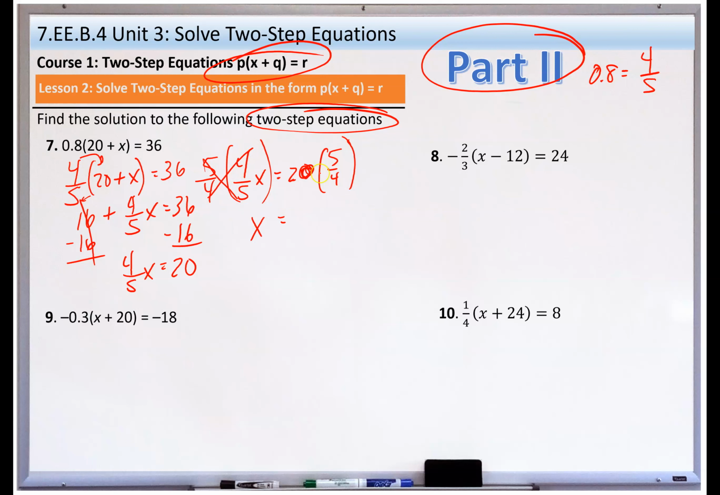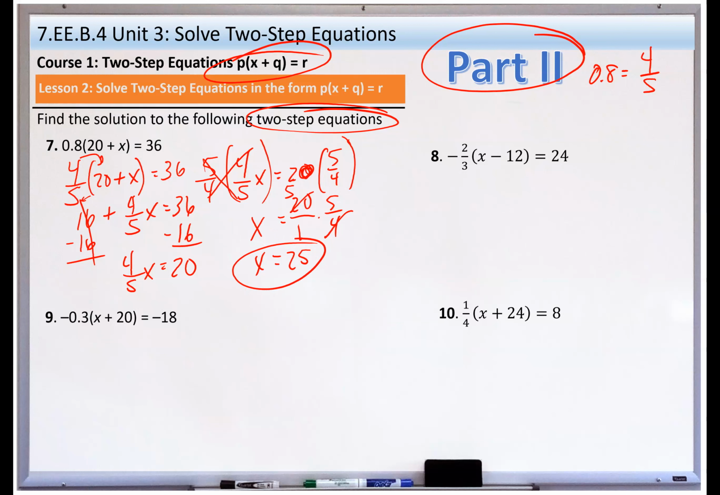X equals. Now, in case you don't know what I'm doing here, I'm going to do it the long way. So I have 20 over 1 times 5 over 4. I'm going to simplify. I get 5. X equals 25. Okay? All right, number 8.